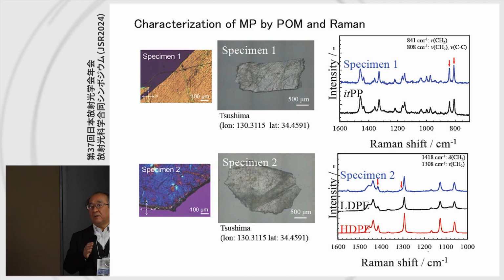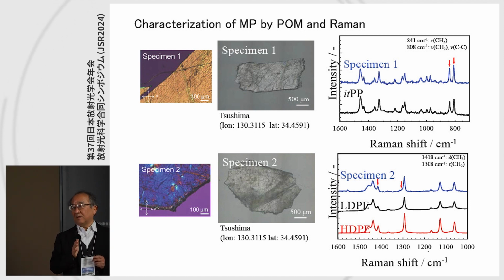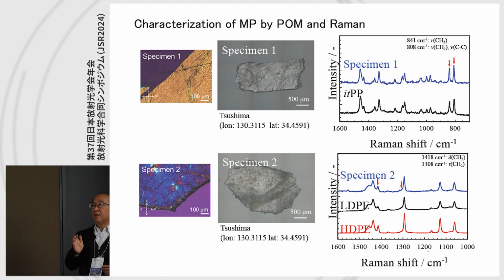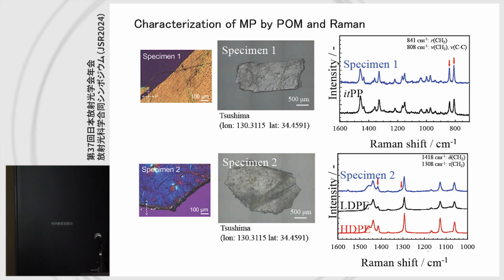The big difficulty is that we do not have a standard sample, because we do not have the initial sample. So we need to compare with a standard sample, and we do not know the history of the microplastic, how long they stayed in the ocean and how long they had sunshine.